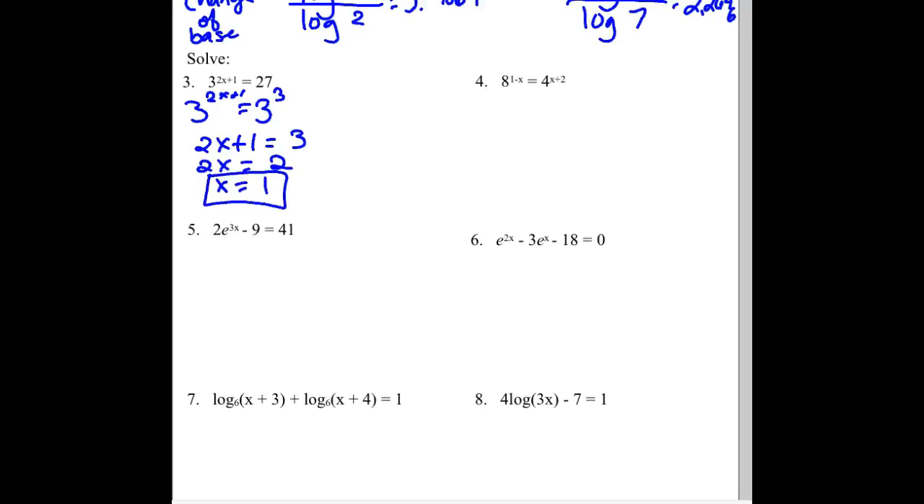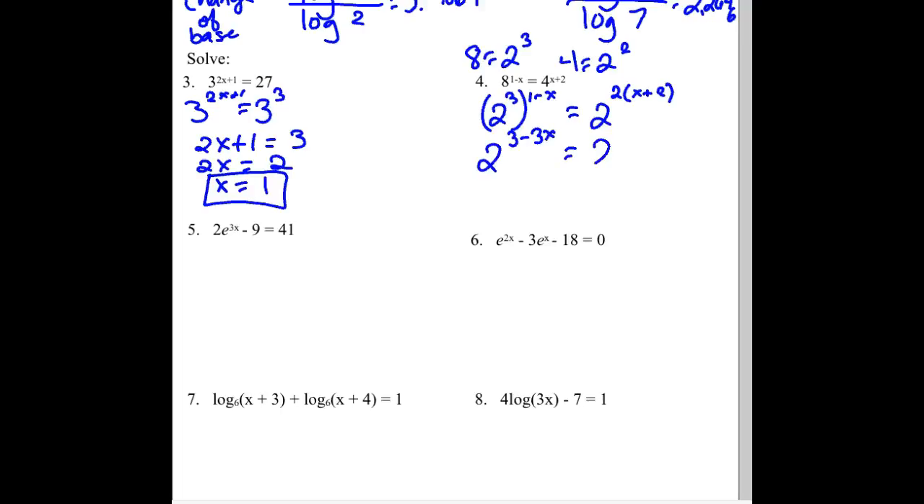Okay, question 4, same idea, but this time we have to change both of them. 8 is the same as 2 cubed, and 4 is the same as 2 squared. So we can use 2 as our base. We're going to rewrite 8 as 2 to the 3rd power, and it is being raised to the 1 minus x power. On the other side, we can write 4 as 2 squared. It is also being raised to the x plus 2 power. Again, we need to make sure that we distribute those powers. So this really becomes 2 to the 3 minus 3x equaling 2 to the 2x plus 4.